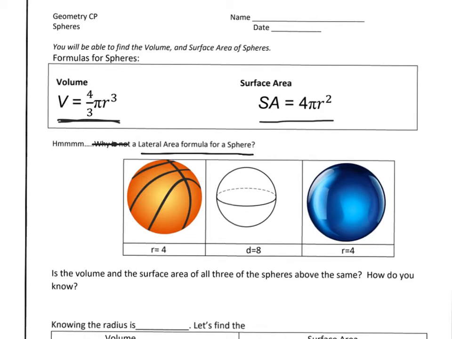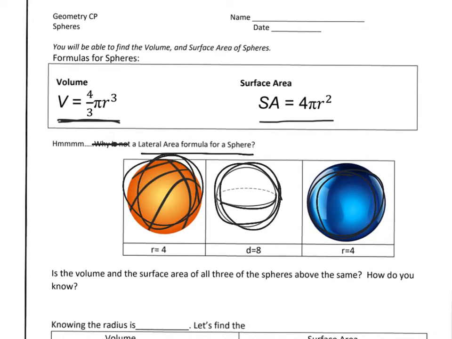There's no bottom. There's no side. There's no top and bottom that wouldn't be included. Lateral area, remember, is the sides. There isn't a lateral area because there is no base. It's round, right? There's no beginning or end points. So it's just round. So that's why there's no lateral area.